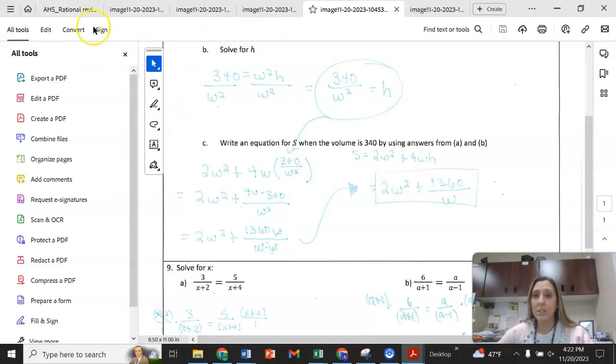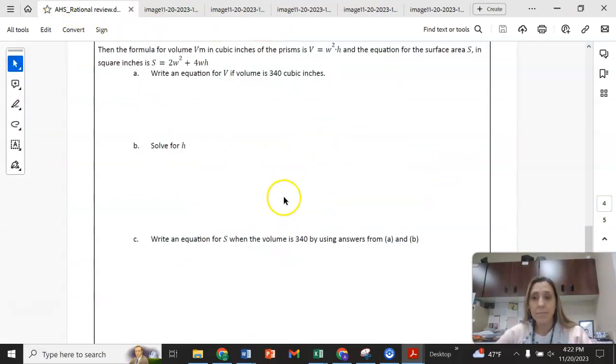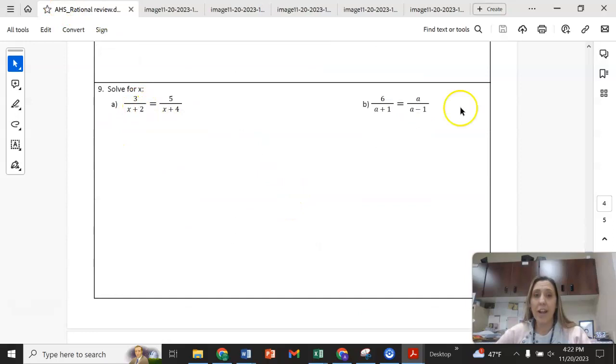Then our next question is solving for x with both of these, except this one is an a, not an x. So solve for x and then solve for a.